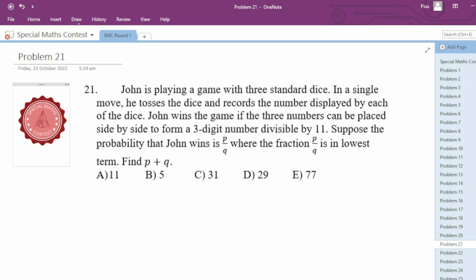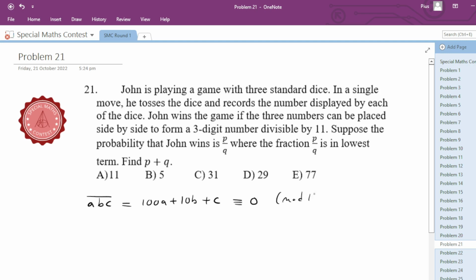Okay, for this problem, it's a probability. So first of all, we just analyze what it takes for a 3-digit number to be divisible by 11. Let's say the 3-digit number has digits A, B, C. So the decimal expansion will be 100A plus 10B plus the units C. This is divisible by 11 if this is congruent to 0 mod 11.